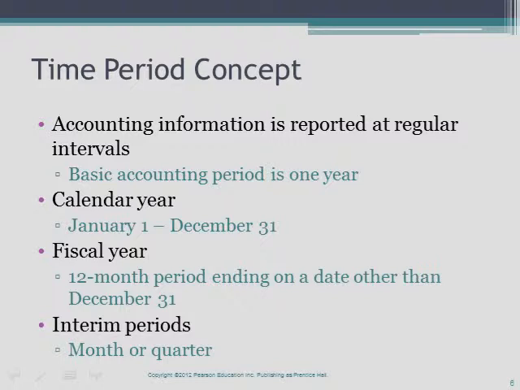The basic accounting period is 1 year, and virtually all businesses prepare annual financial statements. Around 60% of large companies use the calendar year from January 1 to December 31st. A fiscal year ends on a date other than December 31st. Most retailers use a fiscal year that ends on January 31st because the low point in their business activity falls after Christmas. Companies also prepare financial statements for interim periods of less than a year, such as a month, quarterly, or semi-annually.